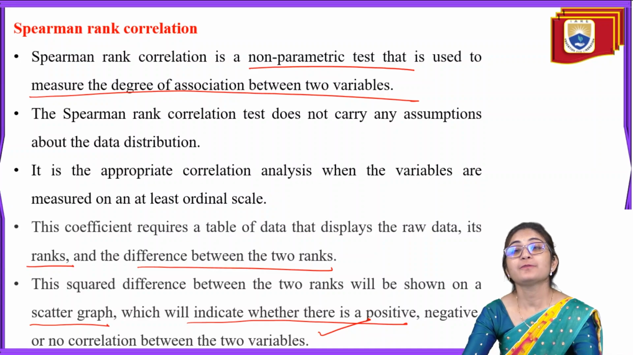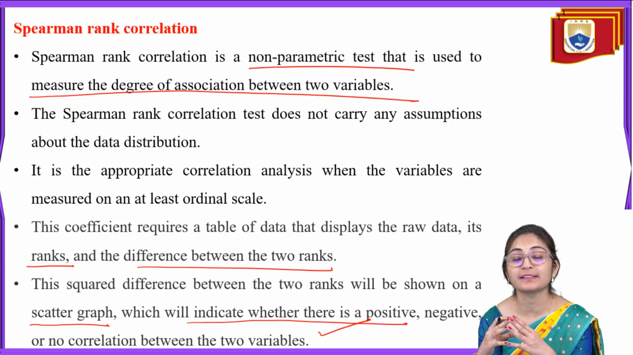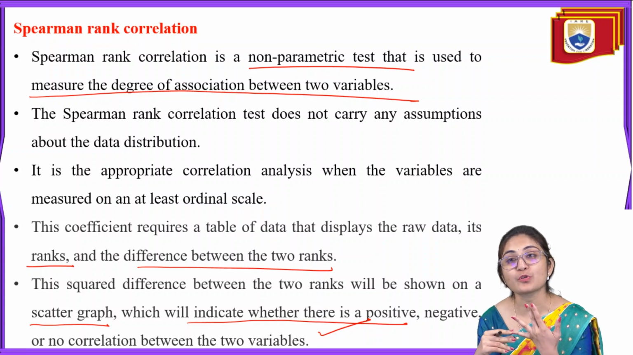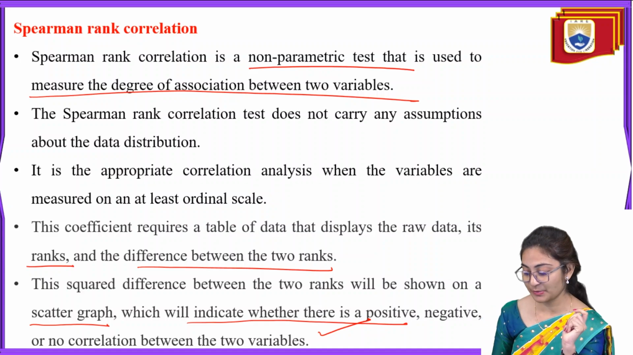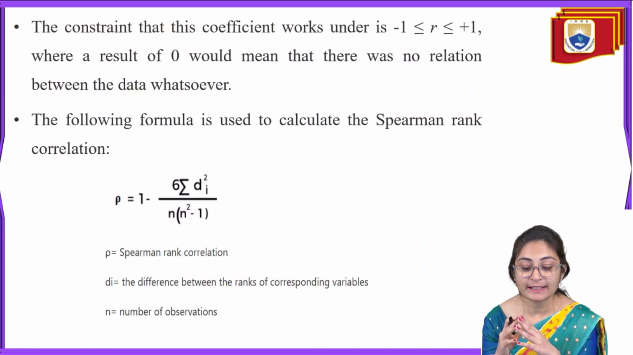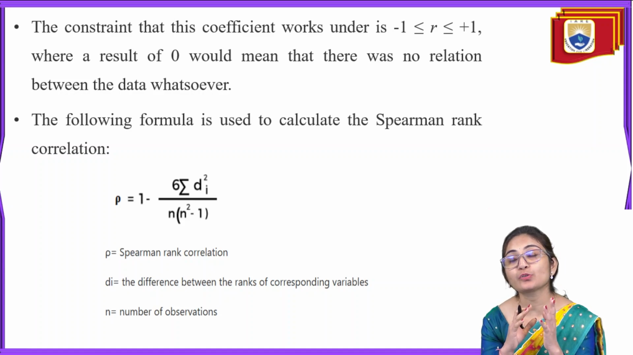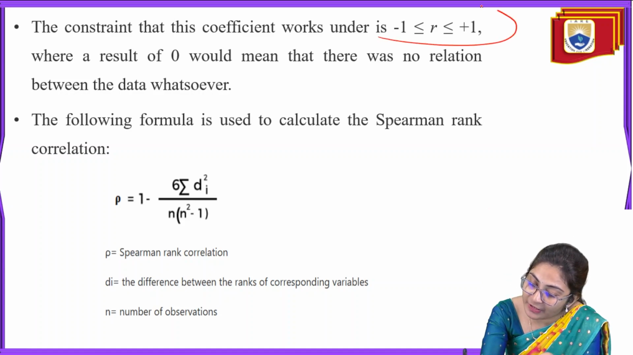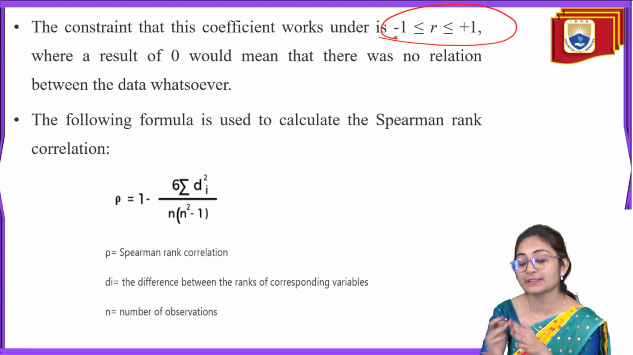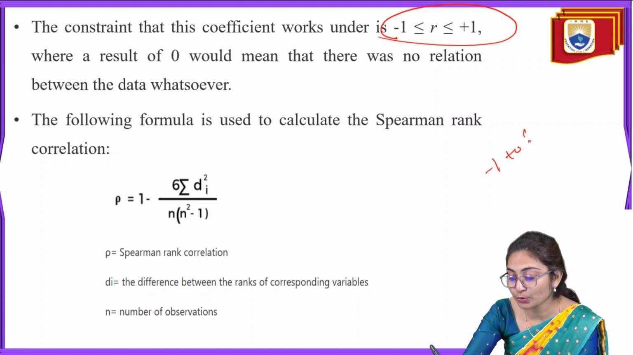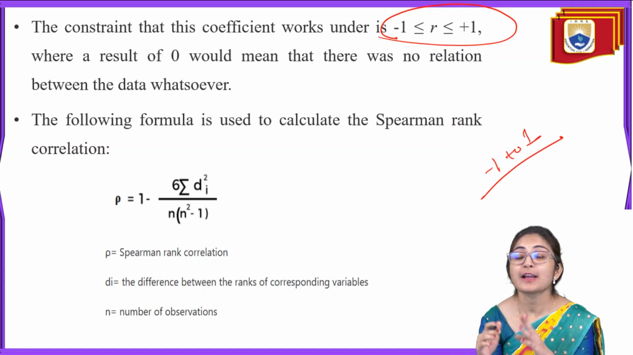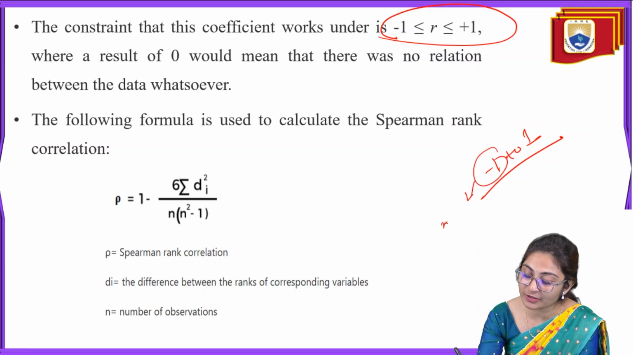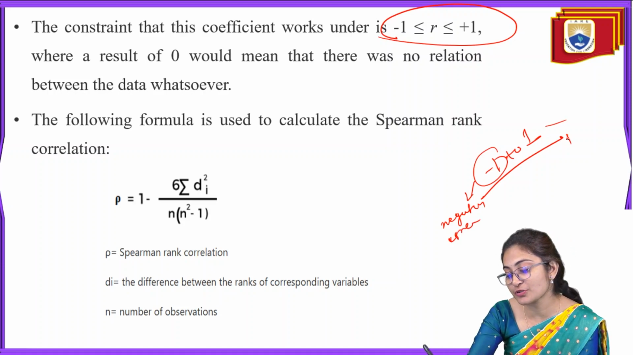Here we have to check which relation is there, whether there is a positive correlation, negative correlation or no correlation between the two variables. This coefficient will generally work within -1 to 1. That means our range will be -1 to 1, where 0 means there is no correlation, -1 means negative correlation, and 1 means positive correlation.